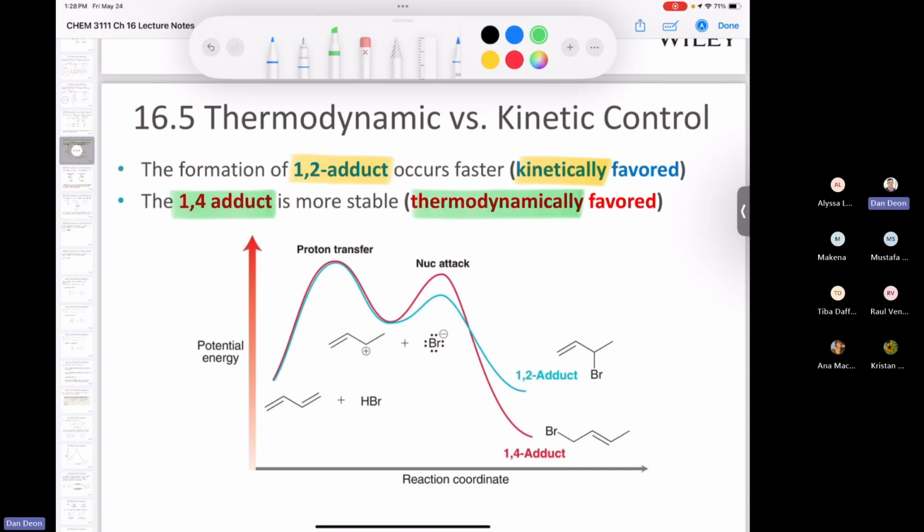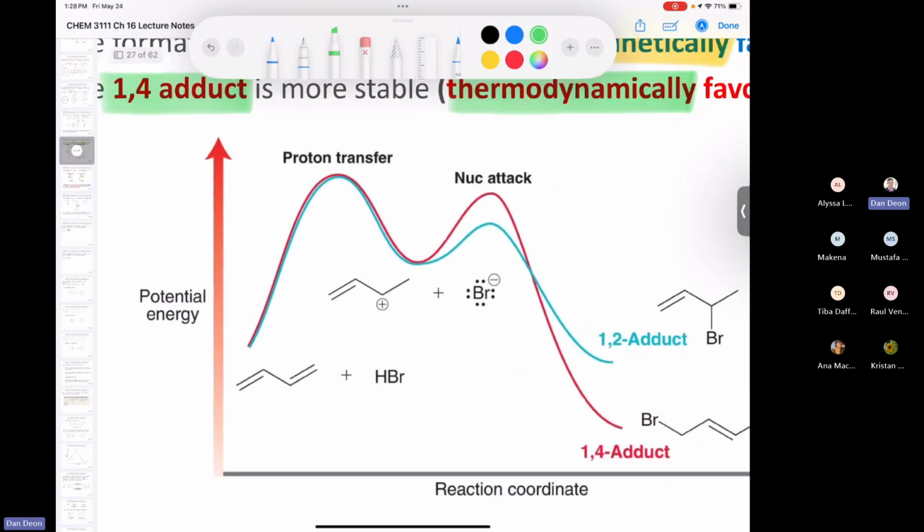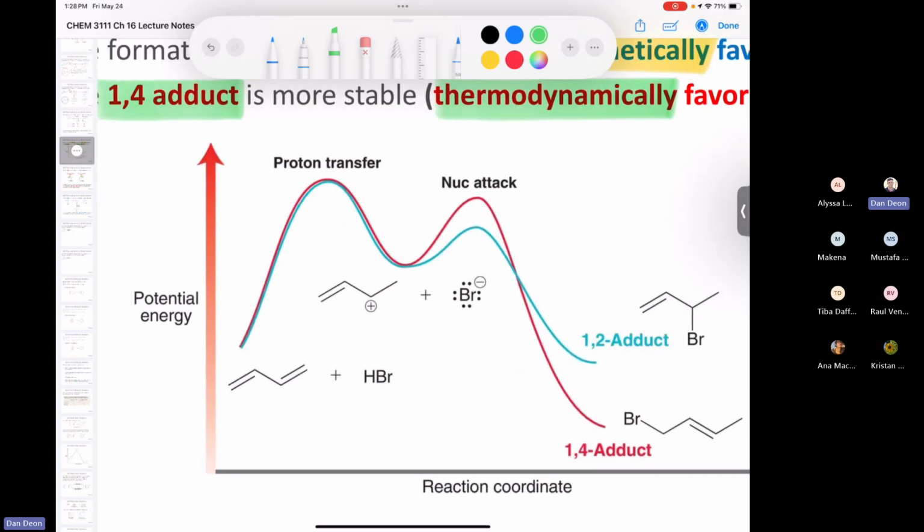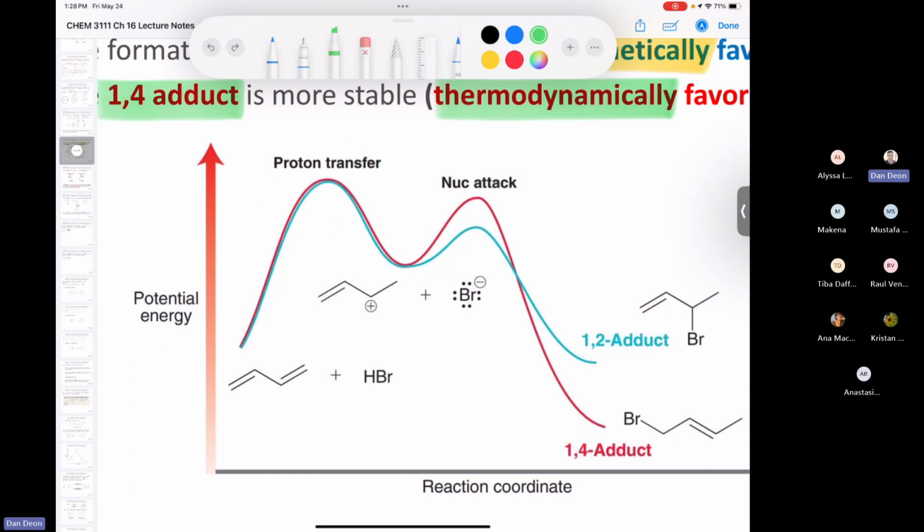So take a look at this potential energy diagram here, this reaction coordinate diagram. You might think it's kind of boring to look at this, but look, it shows you everything. All the answers are in here, right? The first step to form the 1,4 or the 1,2 adduct, they're the same. Up to this point, they're identical. It's just a proton transfer to form an allylic carbocation. So now the whole idea is, where is the nucleophilic attack going to occur?